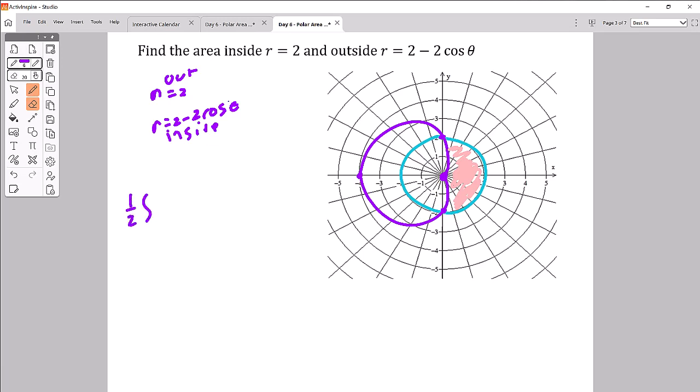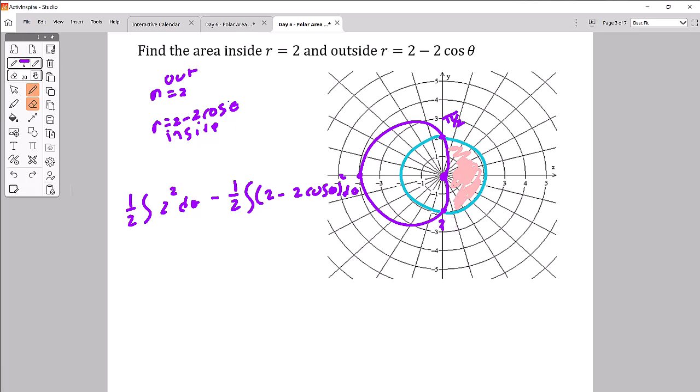So 1/2 integral of 2 squared d theta minus 1/2 integral of 2 minus 2 cosine theta squared d theta. The issue is the bounds we just found are not going to work. If we do pi over 2 to 3 pi over 2, that's going to take us around this way. And that's not the side of the graph we need. We need to have the same two intersections, but go around the other way.